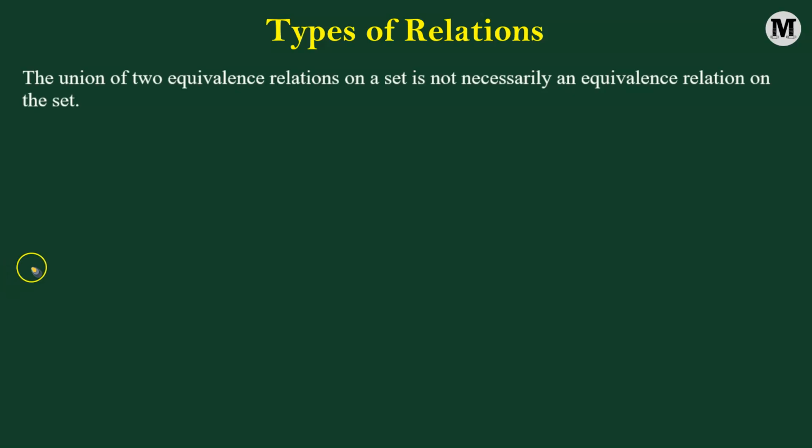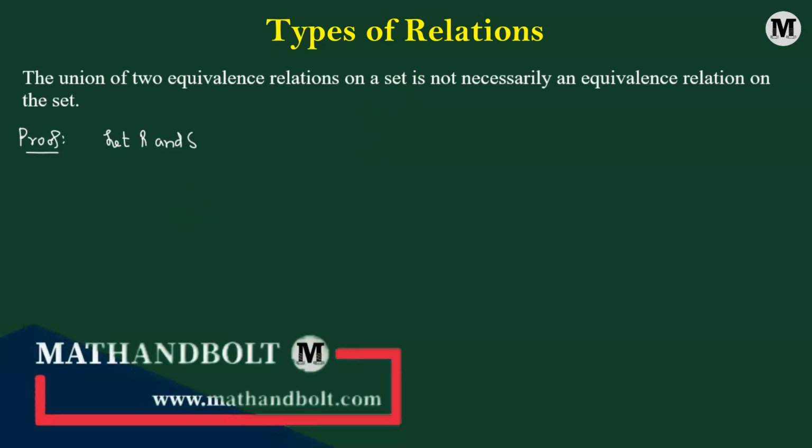The union of two equivalence relations on a set is not necessarily an equivalence relation on the set. Okay, let us begin. First, we're going to consider two relations that are equivalence relations. Let those two relations be denoted by R and S. So let R and S be two equivalence relations defined on the set A.